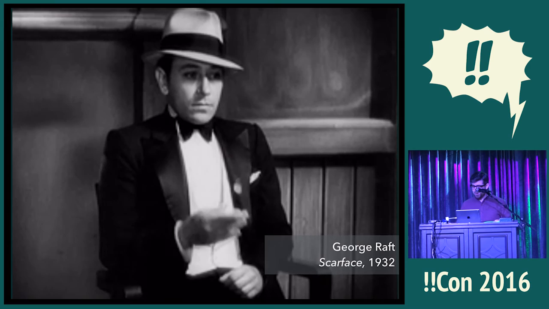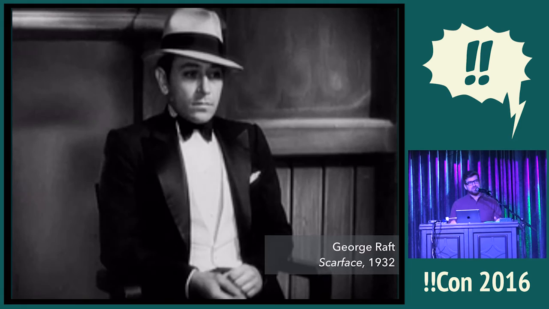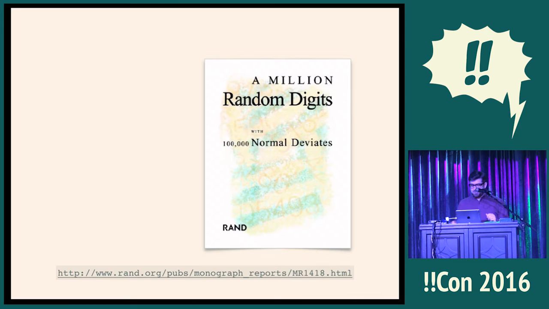And also, flipping a coin is kind of a tedious way to get a lot of numbers. So how did people get a lot of random numbers before computers? Well, they read a book published in 1955 by the Rand Corporation. You can judge this book by its cover. It's A Million Random Digits. That's what's in the book.